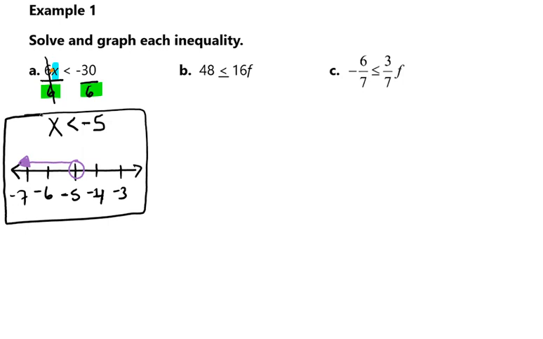Here we have 48 is less than or equal to 16f. We're trying to get the f by itself. So we need to get rid of the 16. Right now, the 16 is multiplying with the f. So we want to do the inverse of multiplication, which is division. So we'll divide both sides by 16.